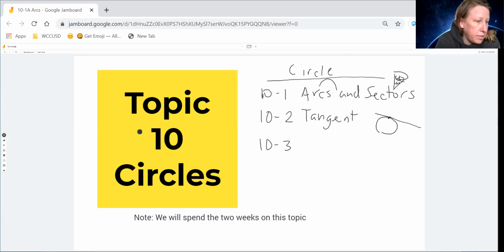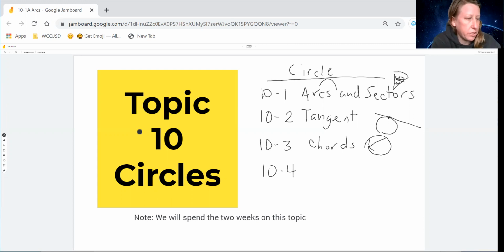The next section in chapter 10 is about, let me double check my notes here. Oh, something called chords. The circle, this is a chord. It's a line segment. It has its endpoints on the circle. And then we have a section called inscribed angles. I put this on the final last year. Inscribed, I wonder what that means.